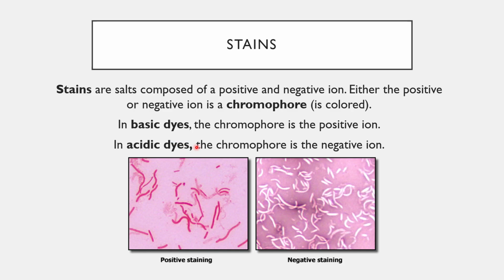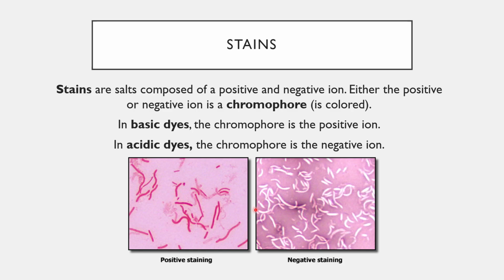At a neutral pH of 7, the surfaces of bacterial cells are normally slightly negatively charged, which means that the chromophore in basic dyes, which has a positive charge, is attracted to them. We call this positive staining, and there's an image here on the left of what a positive stain using a basic dye would look like. Each of these filaments represents a bacterial cell to which a basic dye has adhered when the positively charged chromophore was attracted to the negatively charged surface of the bacterial cell.